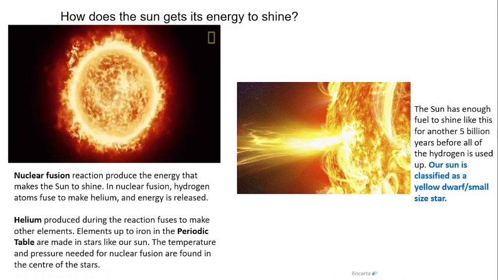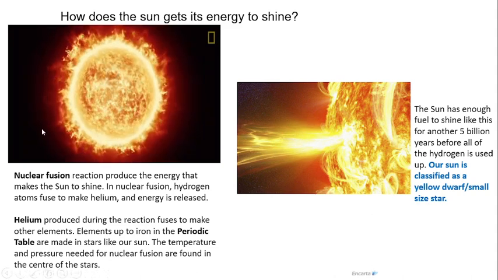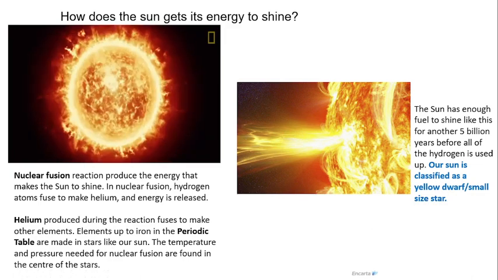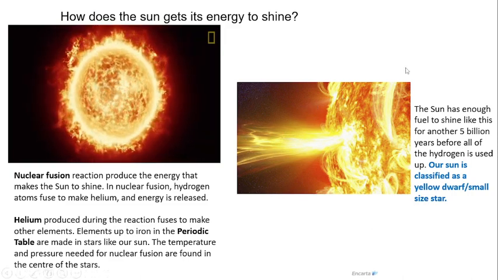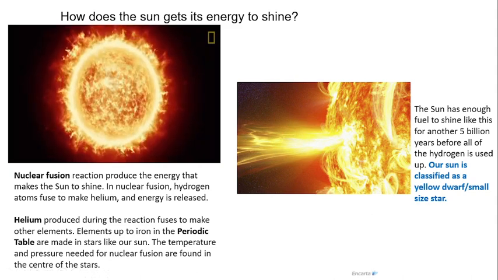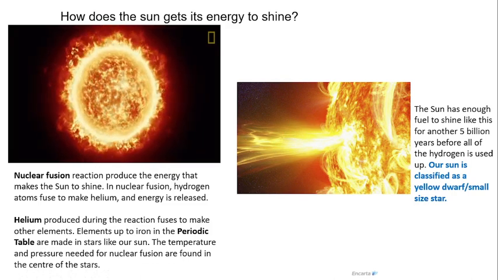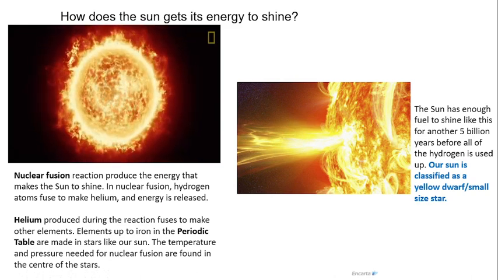Elements up to iron in the periodic table are made in stars like our sun. Now, we need to know that the temperature and the pressure needed for nuclear fusion to take place in the sun are all contained in the center of the sun, or the star, as the case may be. The sun has enough fuel to keep shining, like what we've seen today, in the next 5 billion years to come.